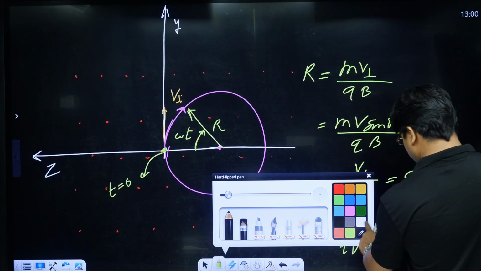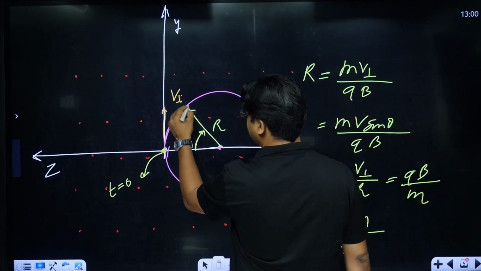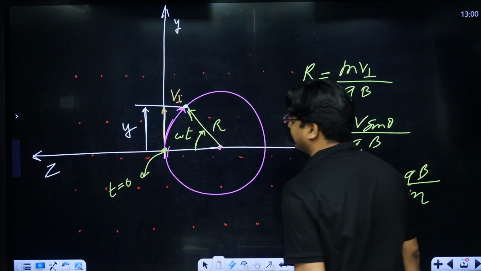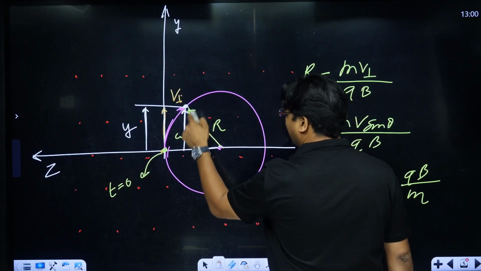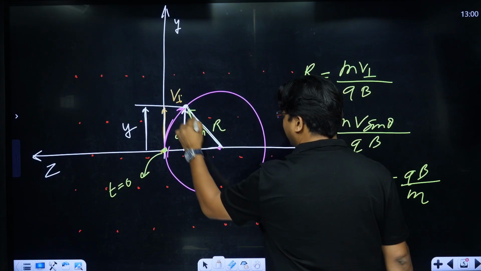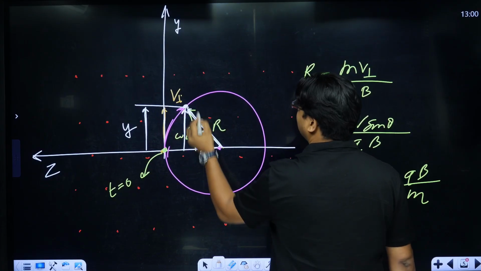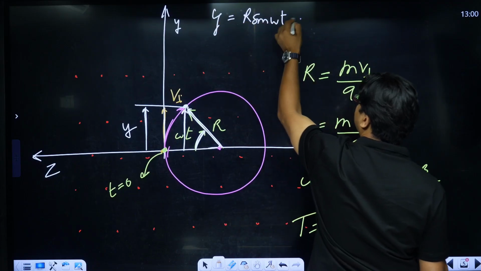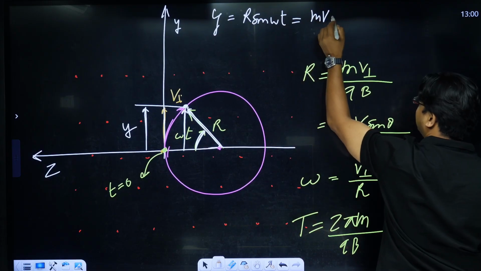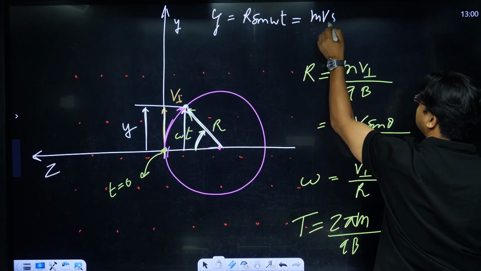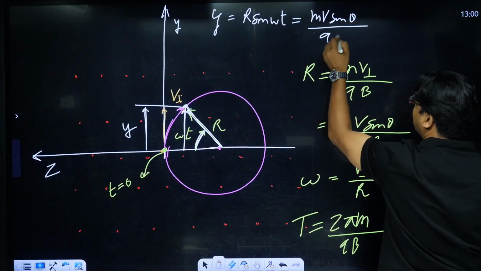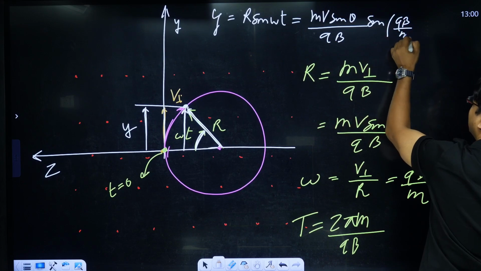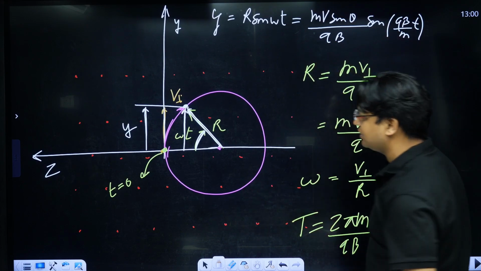Understand this. The particle is here after time t. So this height will represent the y coordinate of the particle, and this height is the same as this height, and I can write this height using r and this angle. So the y coordinate of the particle will be r sine omega t. R is mv sine theta by qB, and then sine of qB by m into t. So that becomes the y coordinate.